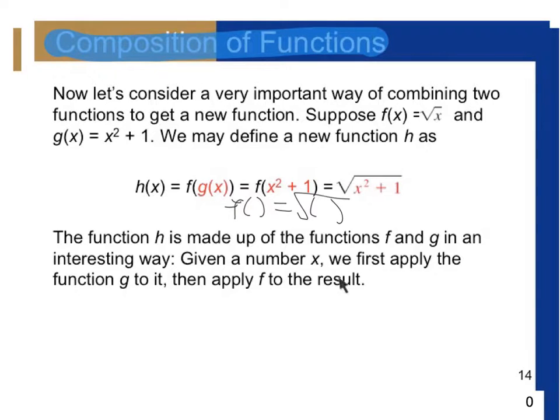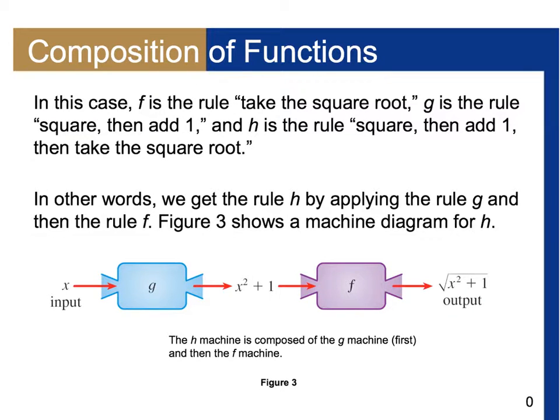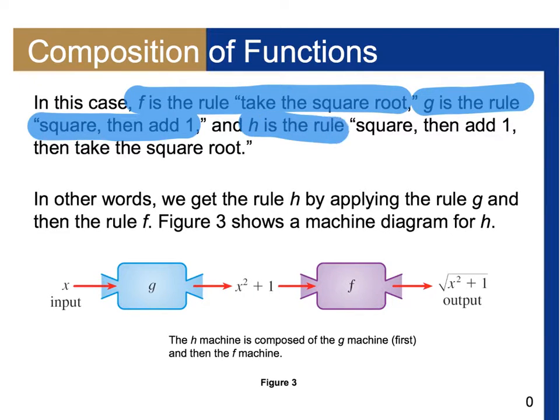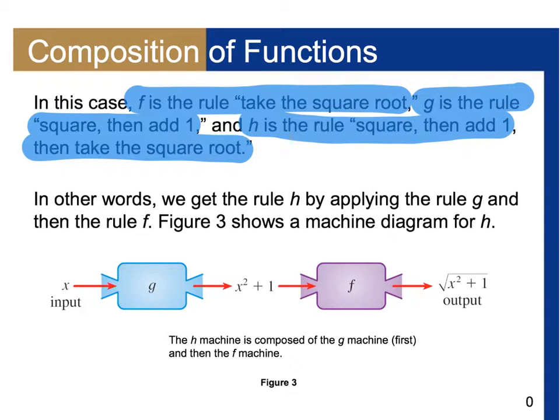So given a number x, we first apply the function g to it, then apply f to the result. Okay, and remember we talked about functions as rules. We can say the function f is the rule, take the square root. g is the rule, square, then add 1. And then h, because we're taking the composition, is the rule, square, then add 1, then take the square root. Okay, so we're going to do g first and then do f with the result.